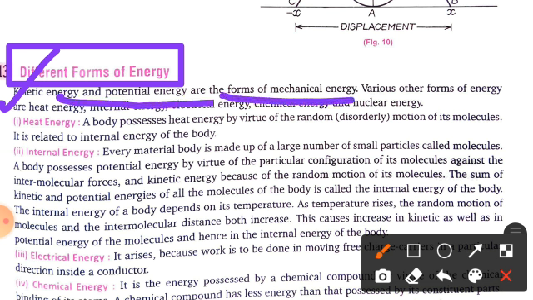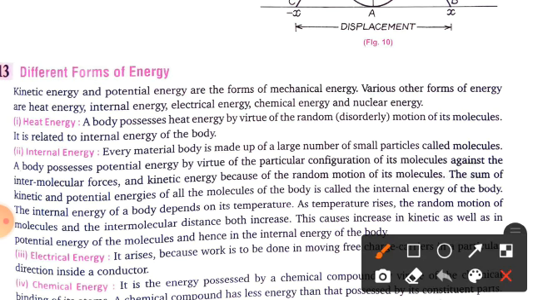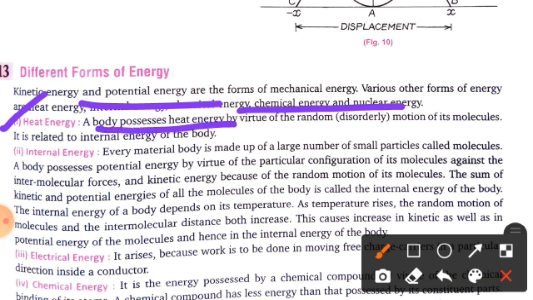So various other forms of energy are known as heat energy. Clear? After that, you can say internal energy, electrical energy, chemical energy and nuclear energy. So these are the forms of energy. First we'll discuss heat energy. What is heat energy? A body possesses heat energy by virtue of the random or disorderly motion of its molecules. It is related to the internal energy of the body.